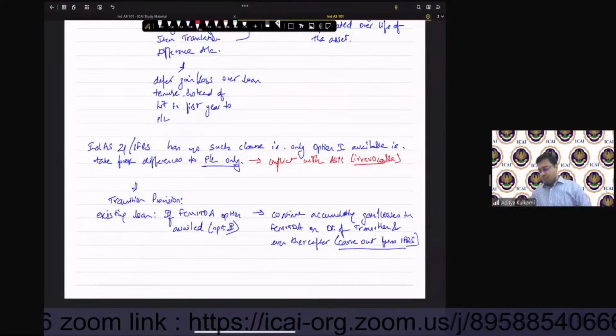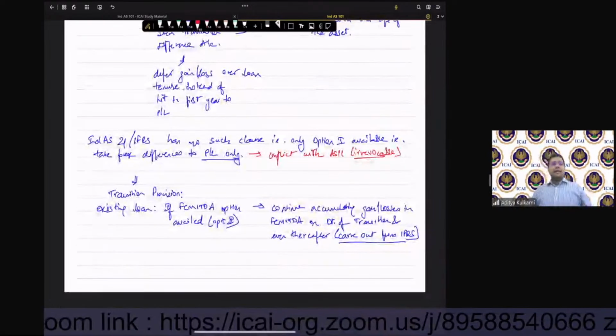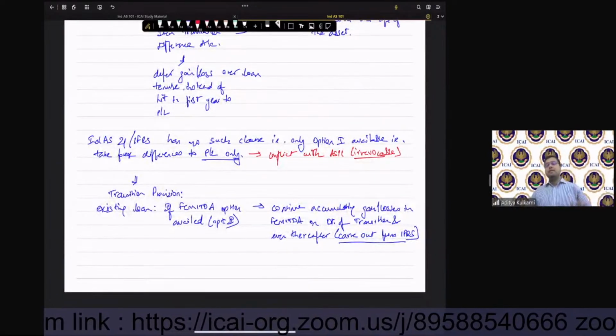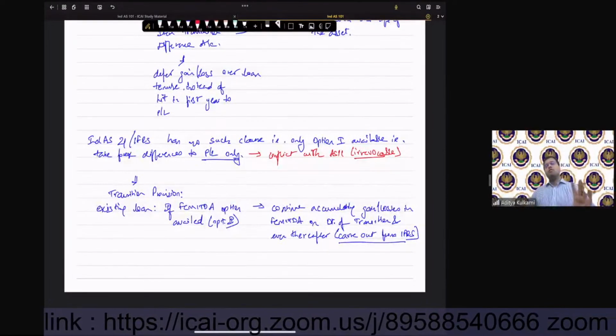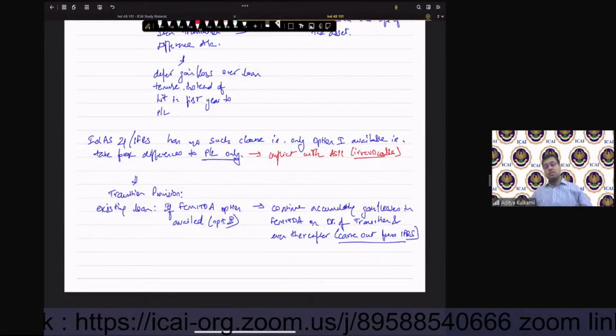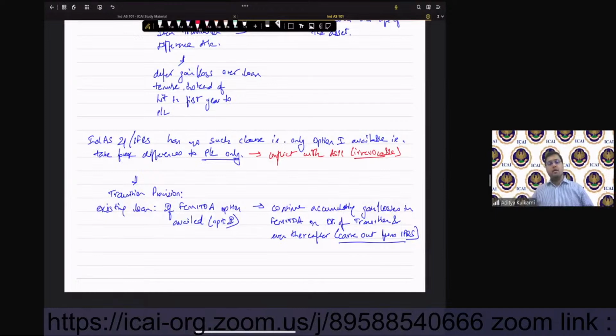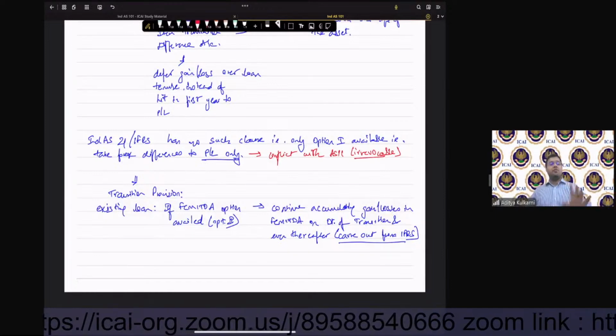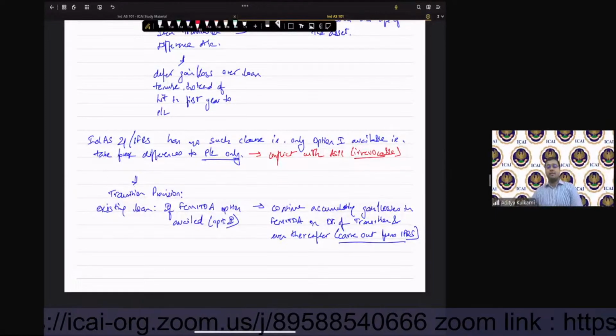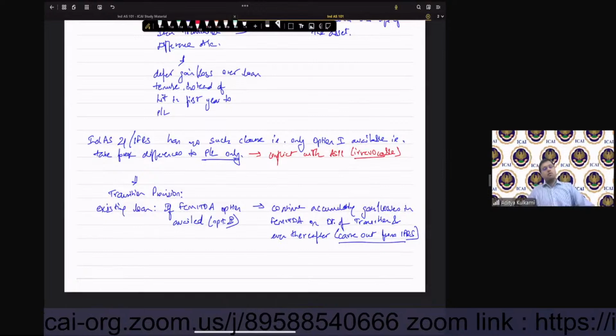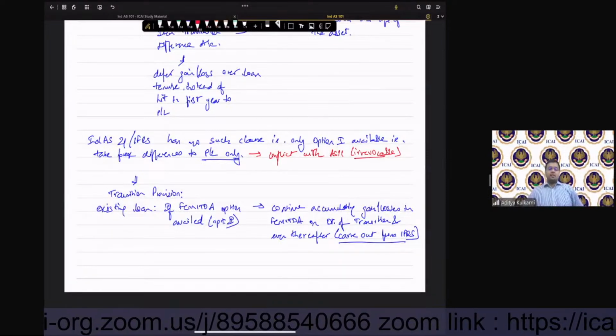So now in Ind AS, whatever be the choice, your forex gains or losses must always go to the P&L. There you don't have any para 46A treatment. Okay. So now what does the transition provision say?